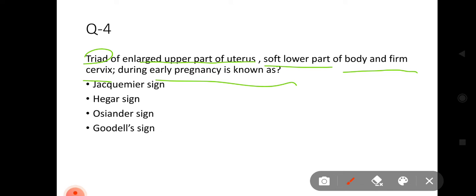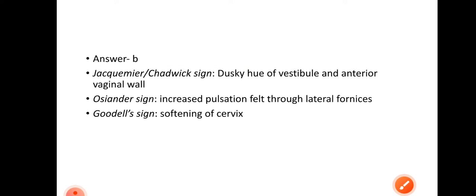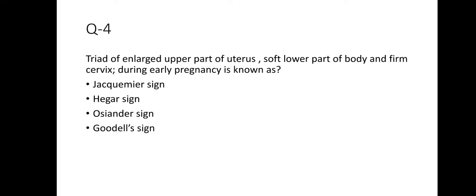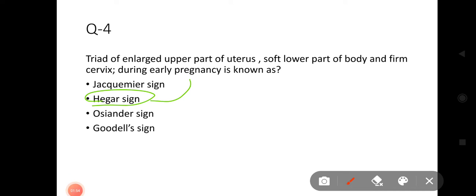So next, the triad of enlarged upper part of uterus, soft lower part of body, and firm cervix during early pregnancy is known as Jacquemier sign, Hegar sign, Osiander sign, or Goodell sign. So the answer is B, that is Hegar sign. So remember it this way: Hegar sign is the triad of enlarged upper part of uterus, soft lower part of body, and firm cervix. And the Hegar sign is seen during early pregnancy.